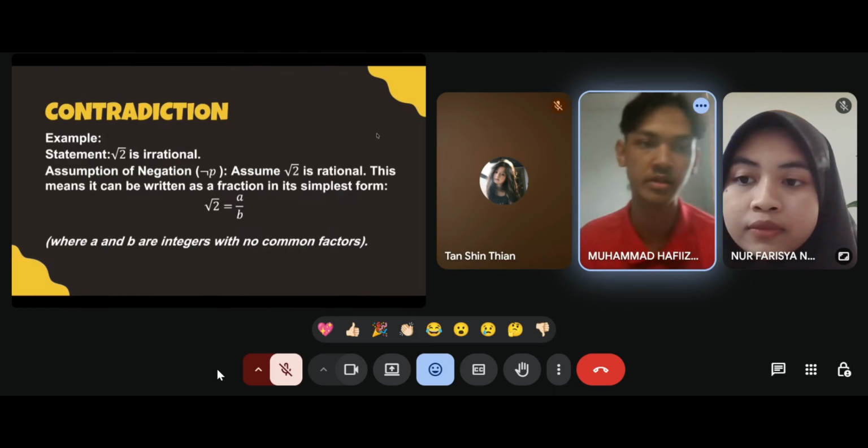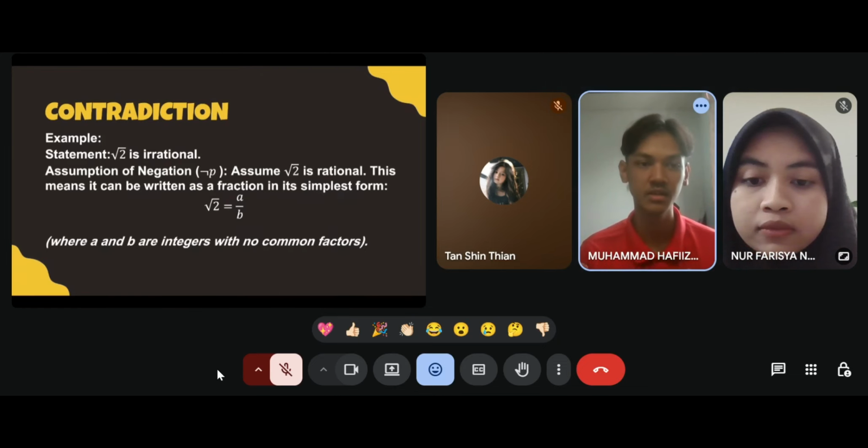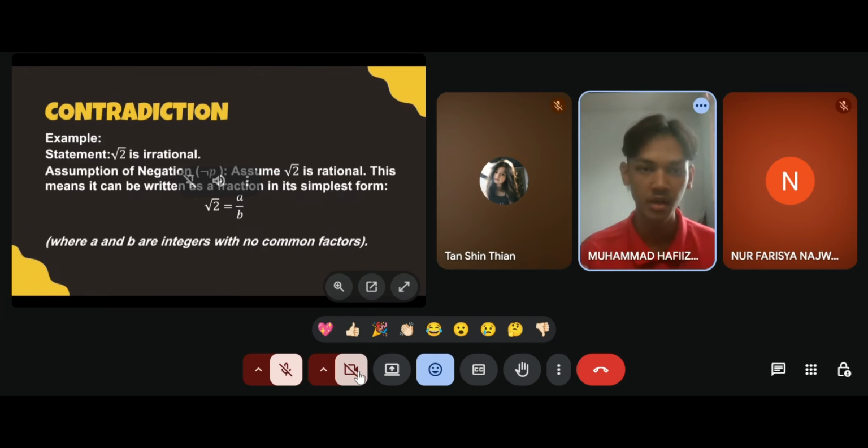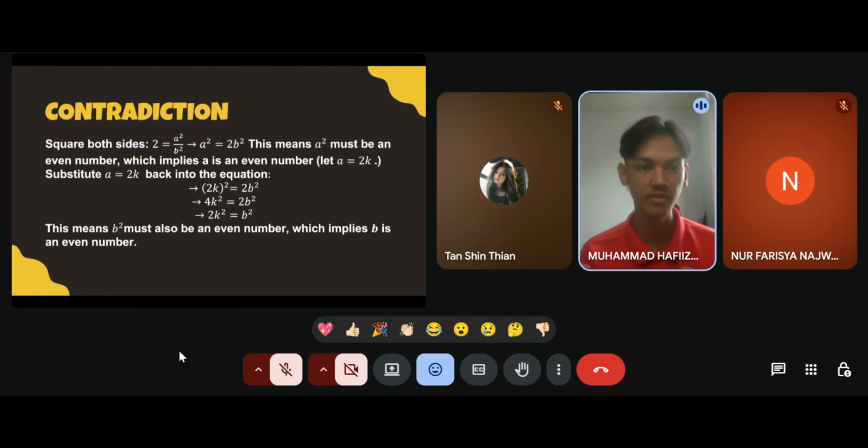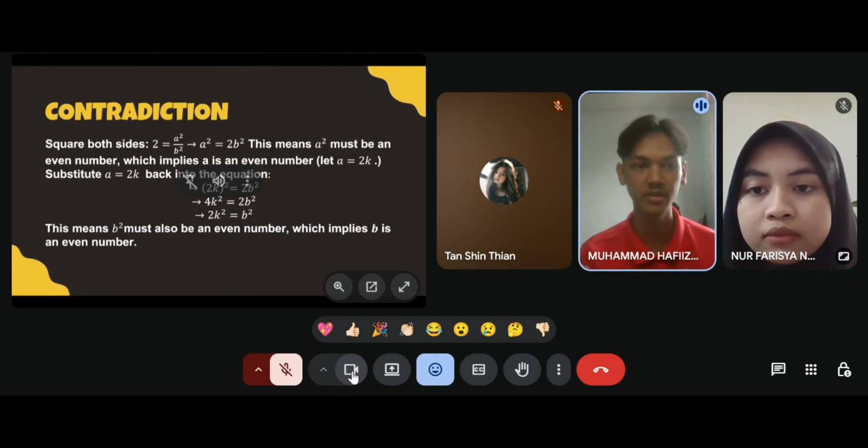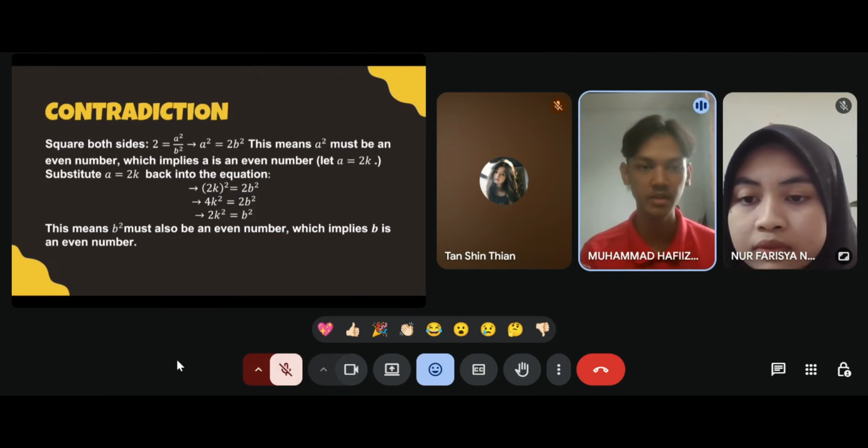So, for the example, the statement: square root 2 is irrational. Assumption of negation, not P. Assume square root 2 is rational. This means it can be written as a fraction in its simplest form, square root 2 equal to A over B, where A and B are integers with no common factors. To solve this equation, we need to square both sides. 2 equal to A squared over B squared, which implies A squared equal to 2B squared. This means A squared must be an even number, which implies A is an even number.